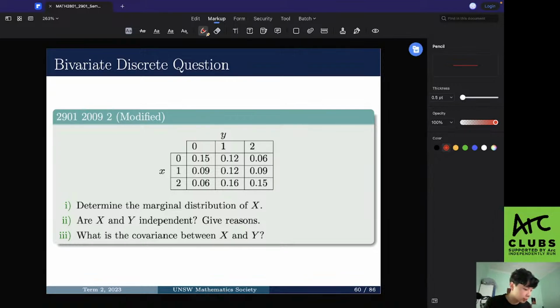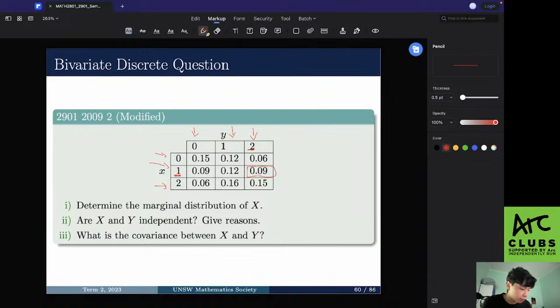So now here's an example of a discrete bivariate. This comes across as a table where we have a bunch of possible x values, 0, 1, 2, a bunch of possible y values, 0, 1, 2, and then the probabilities, right? So if we got x equals 1 and y equals 2, then that would be the probability of 0.09.